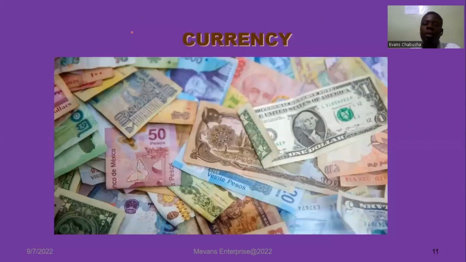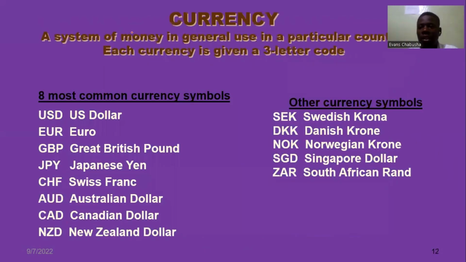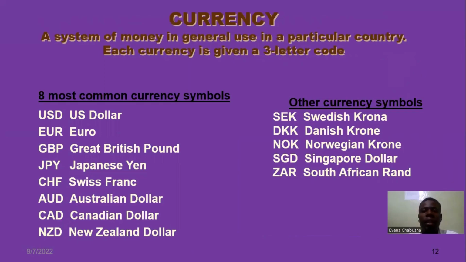Okay, so let's talk about the currency now. There are a lot of currencies in the world. You can see in Zambia we use the Zambian kwacha. But what is currency? What really is this animal called the currency? Currency is just a system of money in general use in a particular country. Like I said, in Zambia, the general system of money is kwacha.